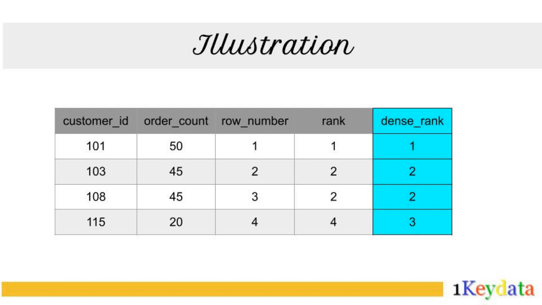Dense rank will give 1, 2, 2, 3. In this case, even though 2 rows are at 2, we assign the next one as 3 so we don't have a gap. In terms of how frequently they are used, row number is most common, followed by rank. Dense rank is the least common of the 3.